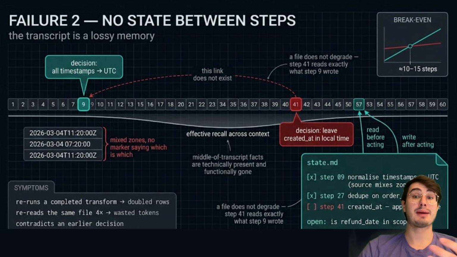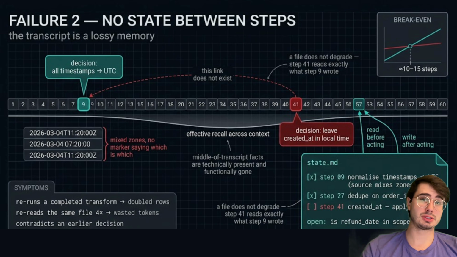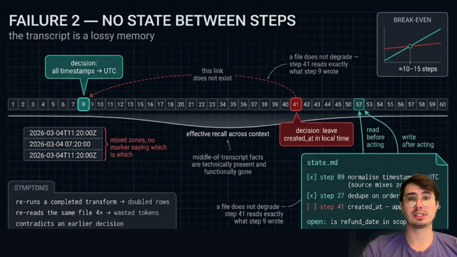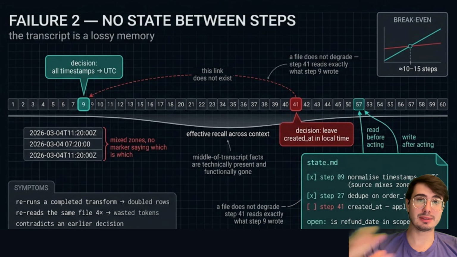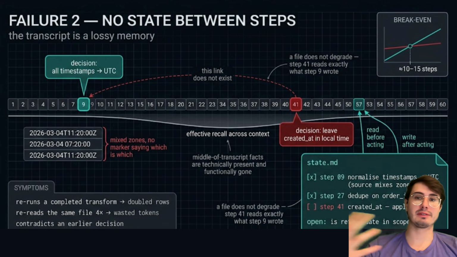And the fix is to stop treating the transcript as memory and externalize state. That means you have an agent maintain a file, right? A scratchpad, a task list, a decision log, doesn't matter. And a lot of agents will do this automatically now. Basically, before it acts, it reads that file, and after it acts, it writes to it. So decisions go in with reasons attached. Completed steps get marked completed so they don't get redone. And open questions get parked there instead of getting lost.